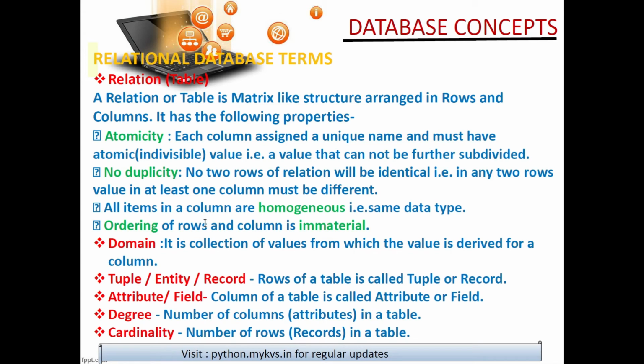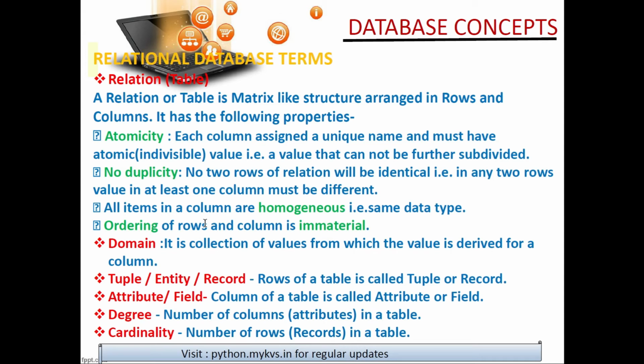It is the collection of values. These are all the relational database related terminology and definitions. You should learn them very nicely in order to build up your concept. It is the collection of values from which the value is derived for a column. And what is a tuple, entity or record? Almost the same thing. Rows of a table are called a tuple or a record. It gives a total and clear piece of information about an entity that has been recorded in the table.